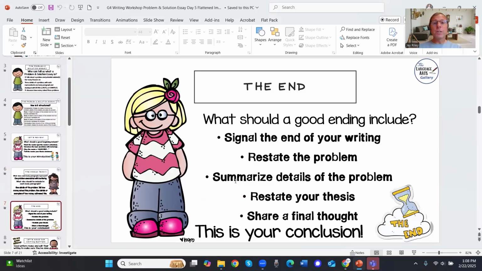Finally, our conclusion, we're going to signpost, or signal the end of our writing. We're going to restate the problem, which was problems with bartering. We're going to summarize the details. So we're going to go over those 3 big ideas that are represented with each body paragraph. Restate our thesis, which we said is money solves that problem. And then we're going to share a final thought with our audience. And our final thought is where our writers can be a little creative.